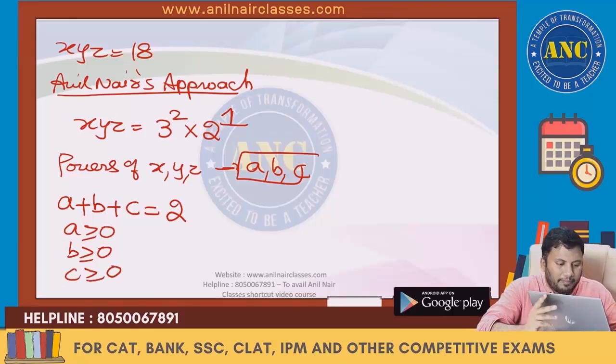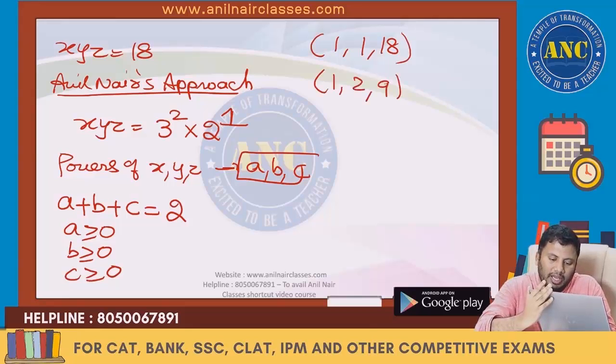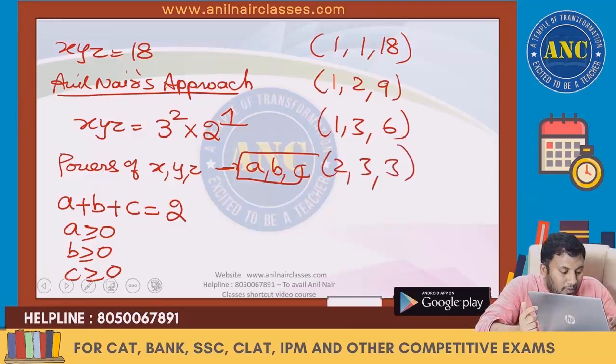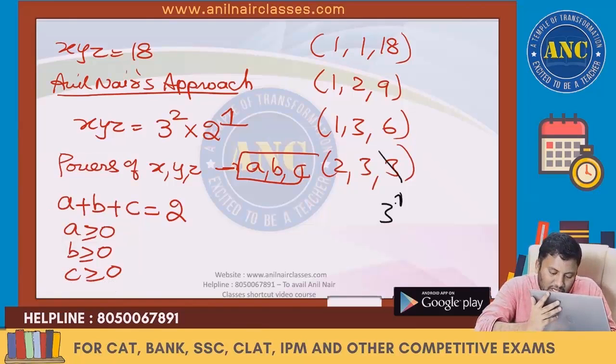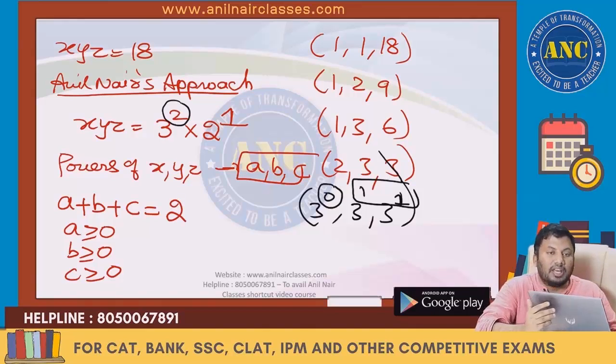I will tell you why. First of all, let us take the cases: 1, 1, 18; 1, 2, 9; 1, 3, 6; 2, 3, 3. Now, I am arranging the powers of 3 first. This is 3 power 1, this is 3 power 1, this is 3 power 0. What is 1 plus 1? 2. It is equal.